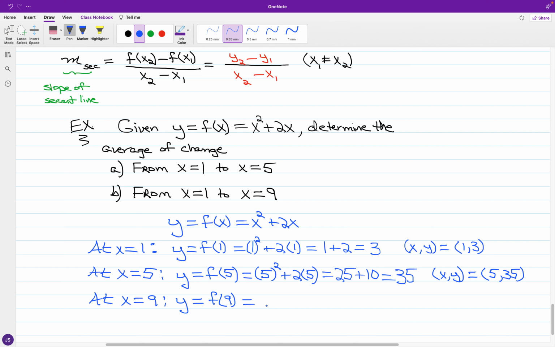So if x is at 9, the y value has 9 squared plus 2 times 9. So 9 squared is 81, and 2 times 9 is 18. And 81 plus 18 comes out to a rather high value of 99.